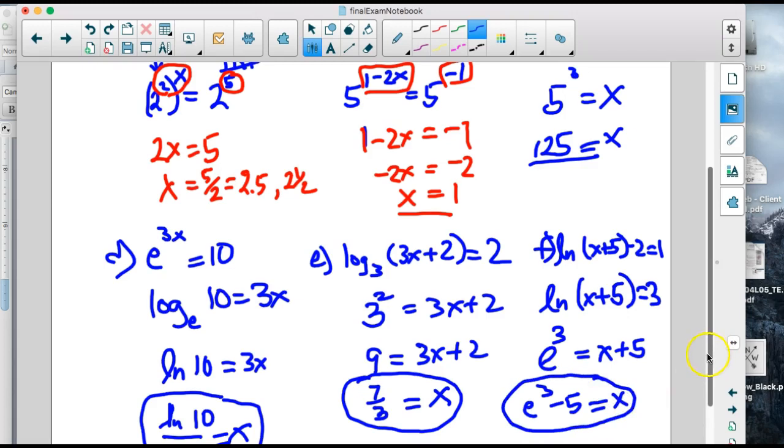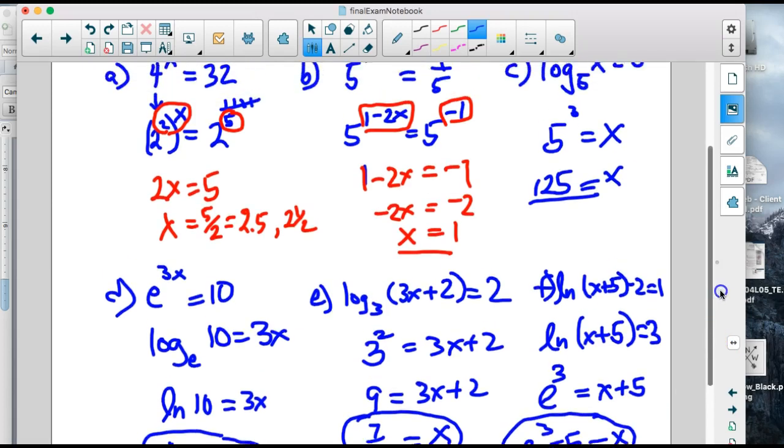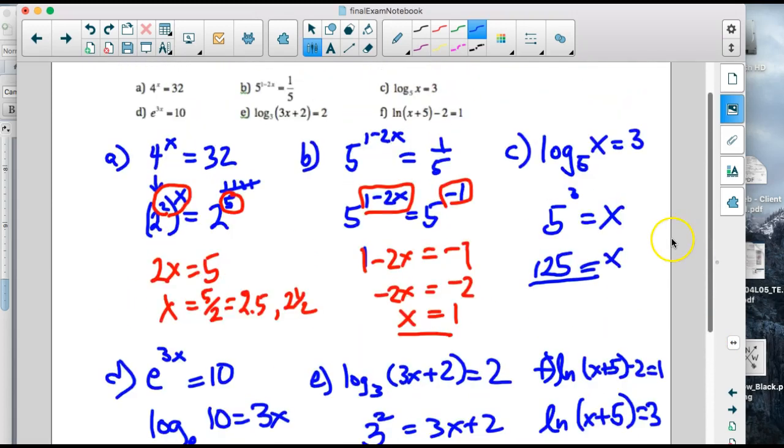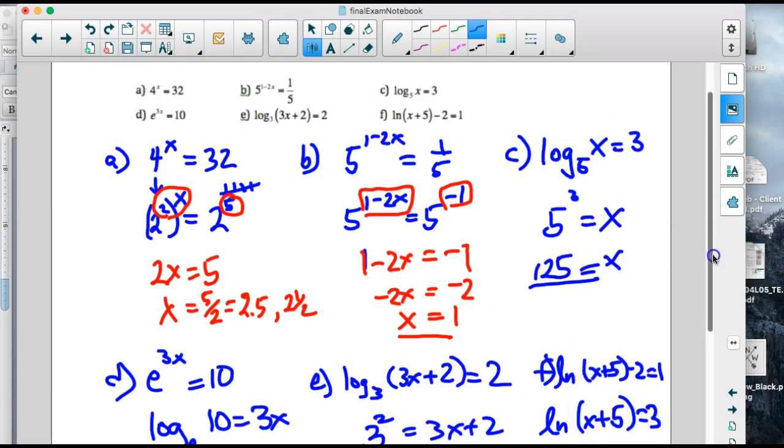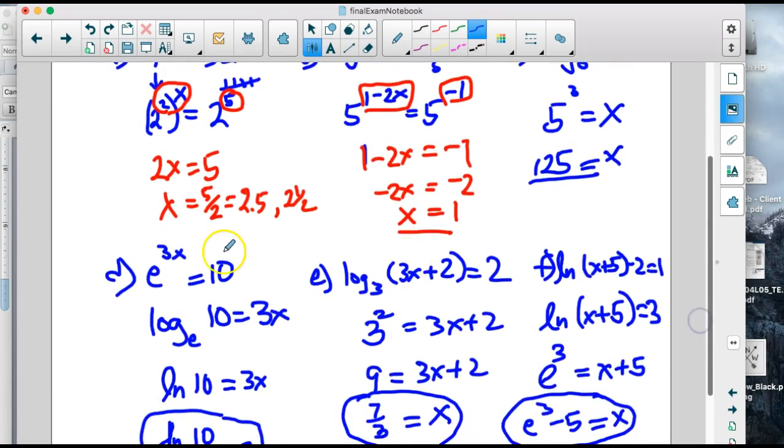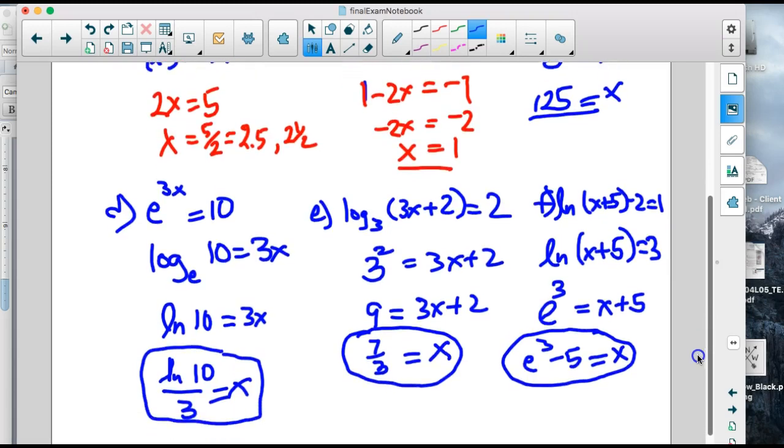So when you're doing these problems, we're either going to equate the bases if we can, if they're both numbers. If we can't, we rewrite it in another format. Log changes to exponential. That's what C did, that's what E did, that's what F did. All the logs change to exponential. If it's in exponential, we change it to log. Okay, so that's how that worked.